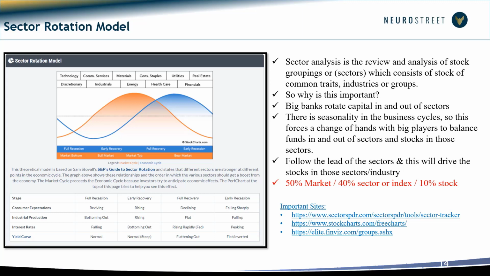So the reason for this is that we can sort what's happening right now. We can actually go in and find the sectors that the banks are participating in, because only really 10% of the stock's movement is relative to the stock. 50% is the market, 40% is the sector. Now that's just an estimate, but it's still important.